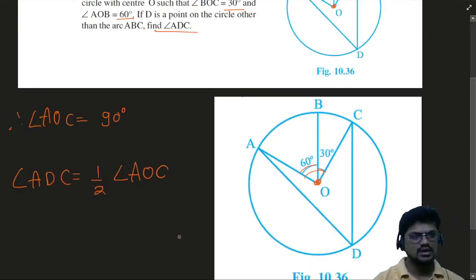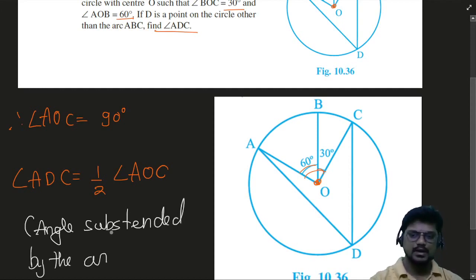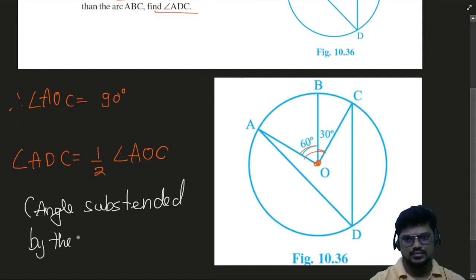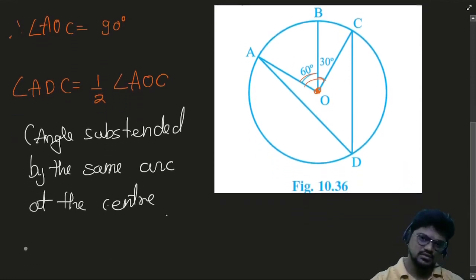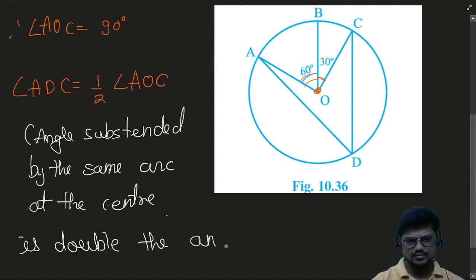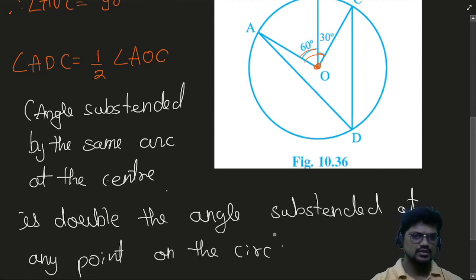Right? That's why we have to write a statement over here, whatever the theorem states, that is: angle subtended by the same arc at the center is double the angle subtended at any point on the circle. Fine? This is the reason.